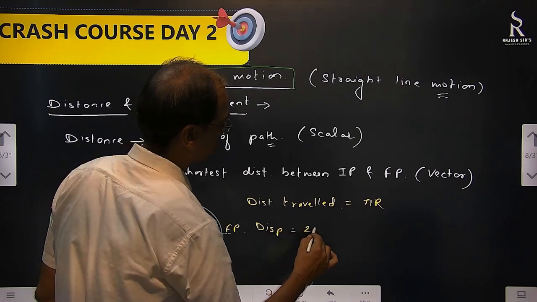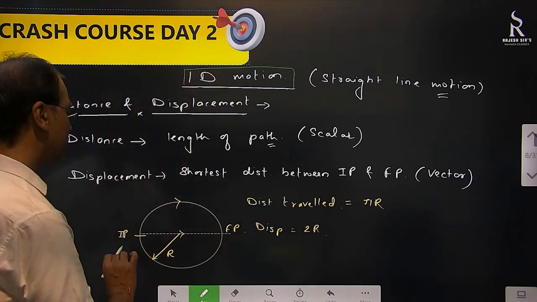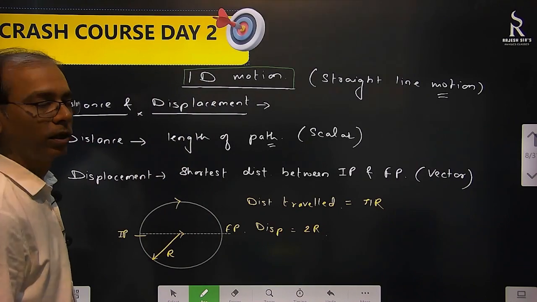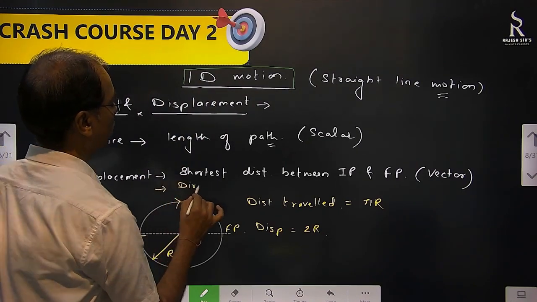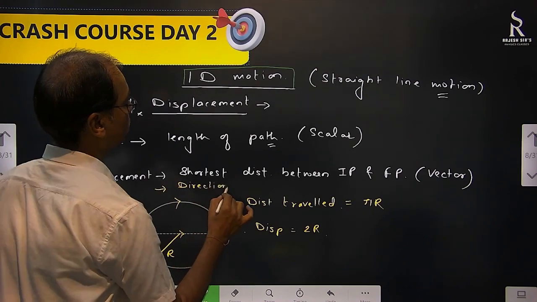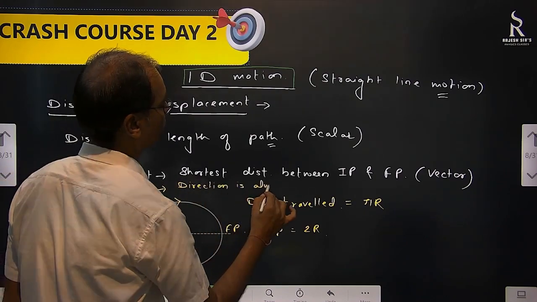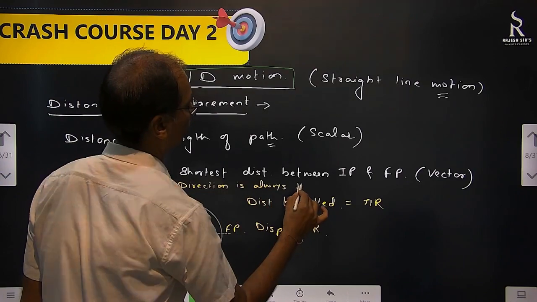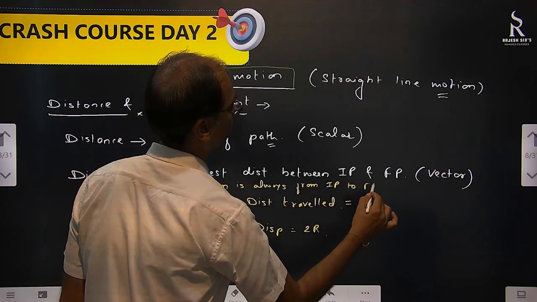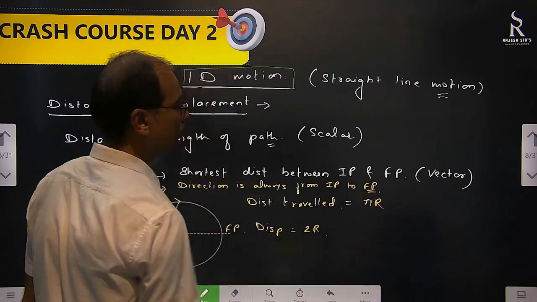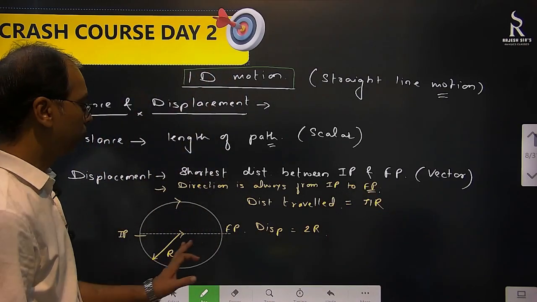And what is the direction? Direction is always from initial point to final point. Okay, displacement has direction. Direction is always from initial point to final point.